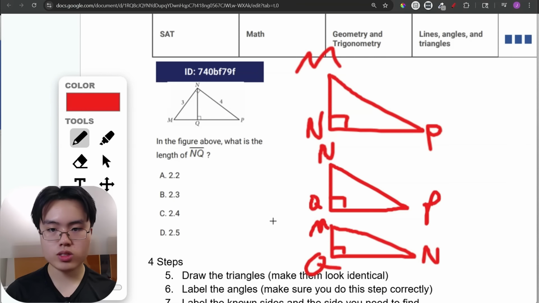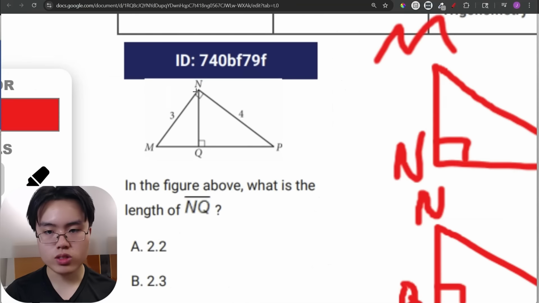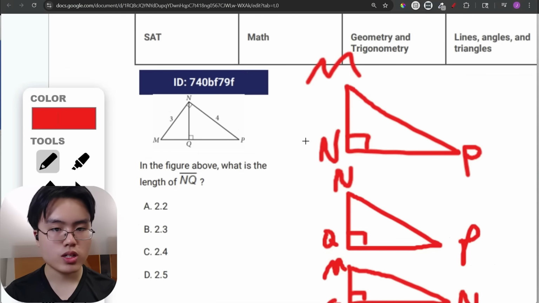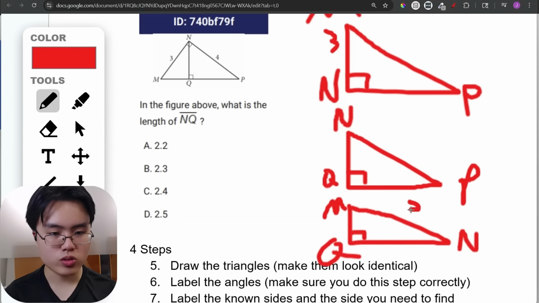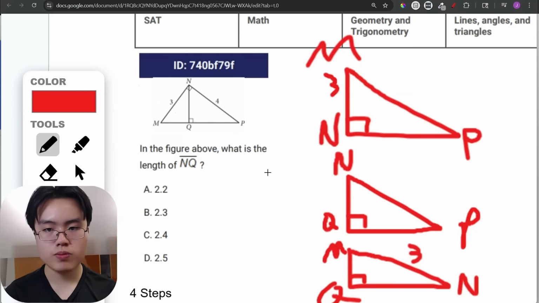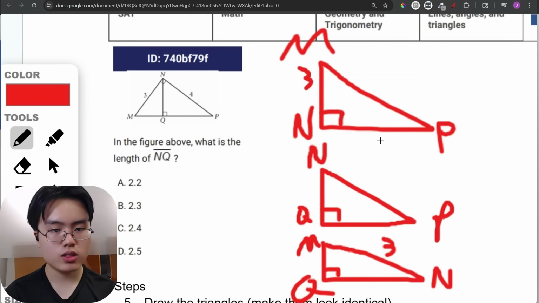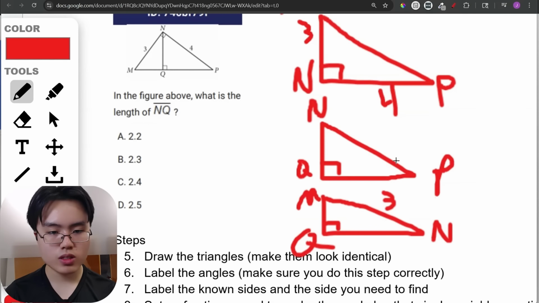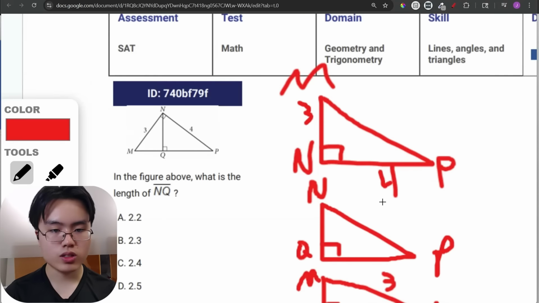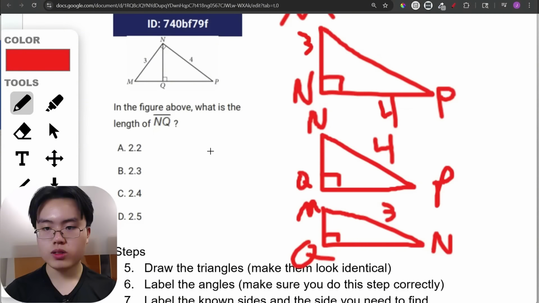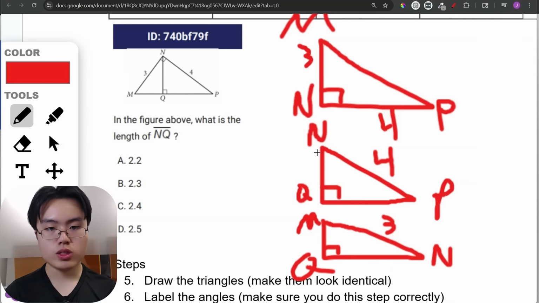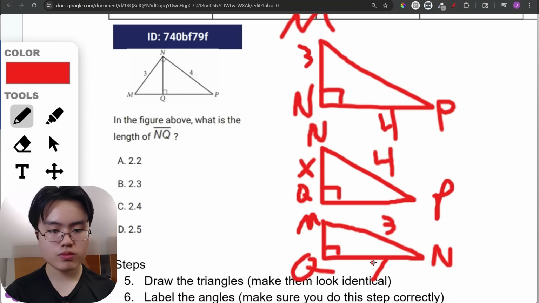Okay, next let's label the known sides. So we know MN, it literally tells us right there. MN is 3. So let's put 3 here. MN is used in multiple places in this shape. So MN is 3, NP is 4, NP right there, 4. Okay. So we know that, and we need to find the length of this side. So we need to find this. Okay, it's also here as well.